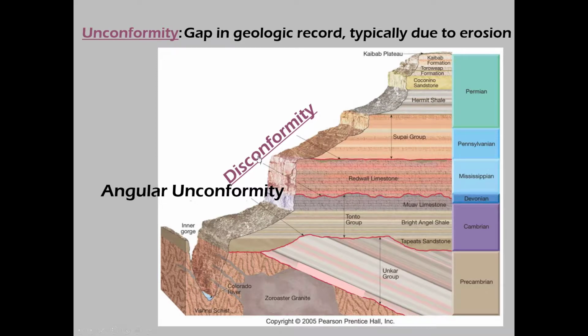There's angular unconformities, disconformities, and then nonconformities are present here between the igneous Zoroaster granite and Vishnu schist, which is metamorphic, and the sedimentary rock layers of the Unkar group. So here's the nonconformity.